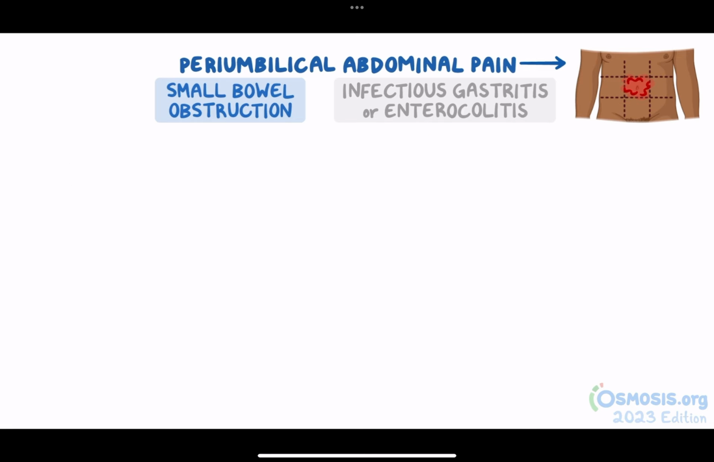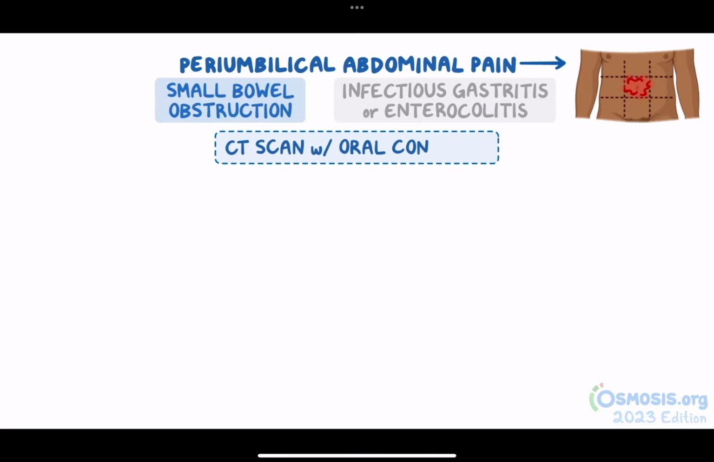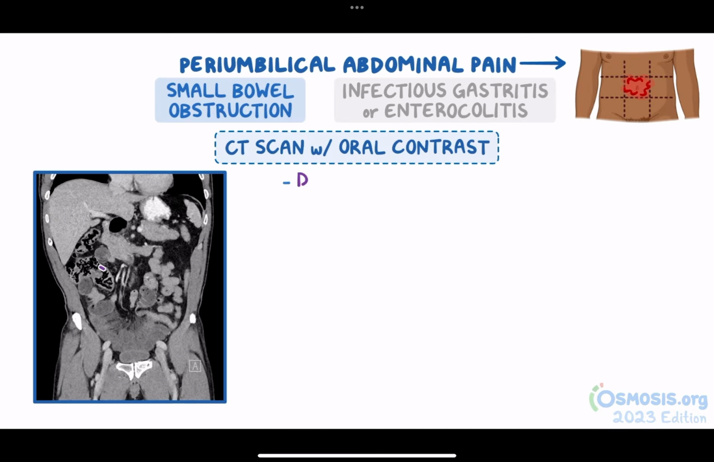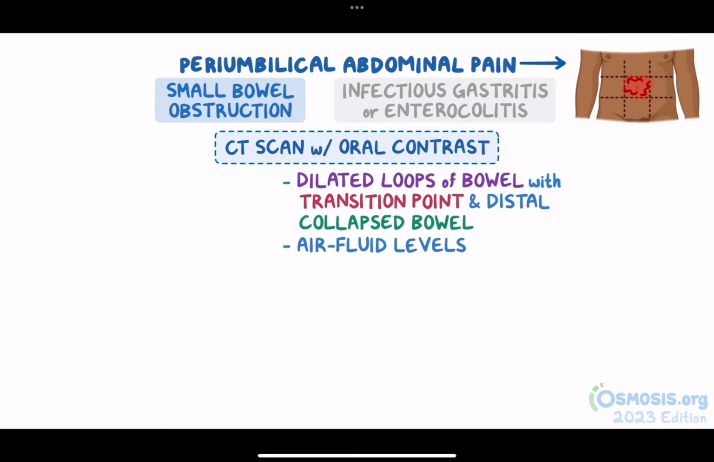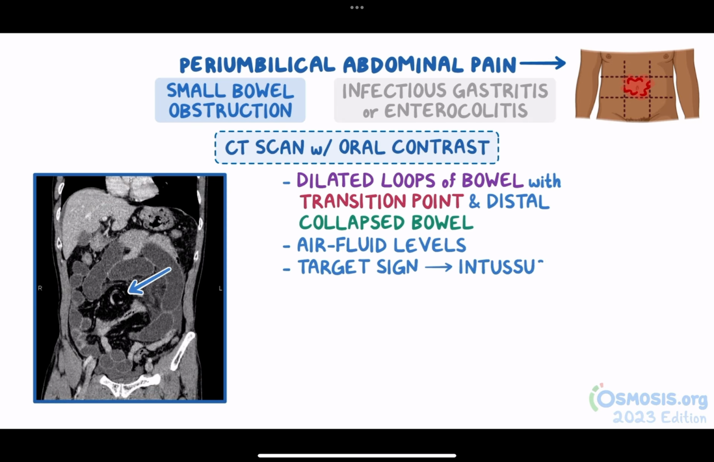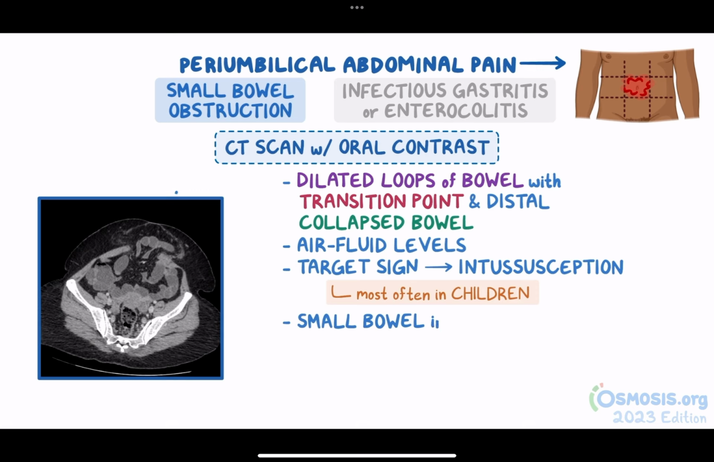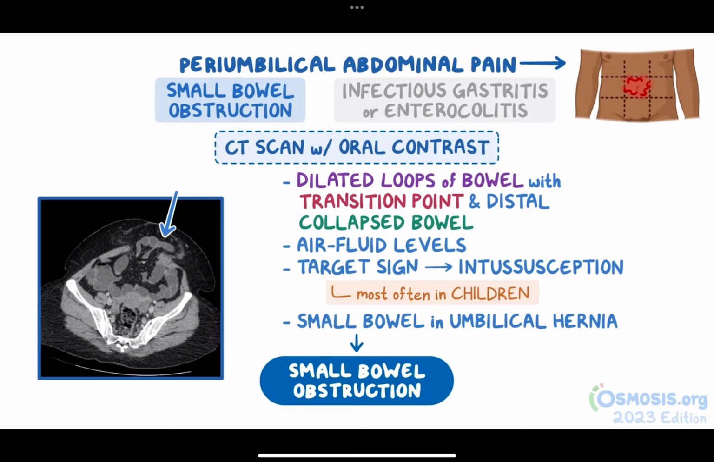All these findings should make you consider small bowel obstruction, so your next step is to order a CT scan of the abdomen and pelvis with oral contrast. Imaging typically shows dilated loops of the bowel with a transition point and distal collapsed bowel, as well as air fluid levels. Additionally, you might see signs of the cause of the obstruction, like the target sign of intussusception, most often in children, or portions of the small bowel within an umbilical hernia. So if you see any of these on imaging, this can help you make a diagnosis of small bowel obstruction.